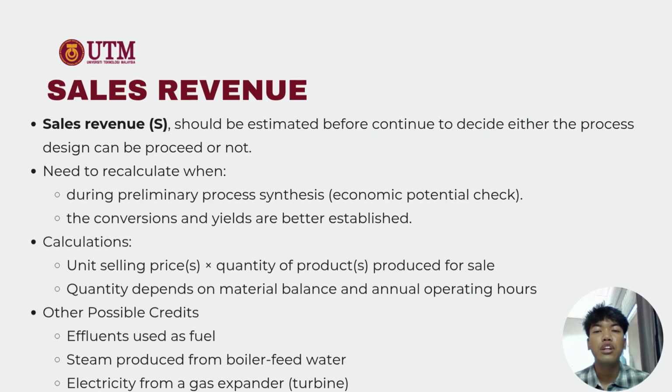So an example of the calculation for sales revenue is unit selling price times the quantity of products produced for sale. The quantity depends on the material balance and annual operating cost. And on the other hand, other possible credits can be affected by the effluents used as fuel, steam produced from boiler feed water, and the electricity from a gas expander.